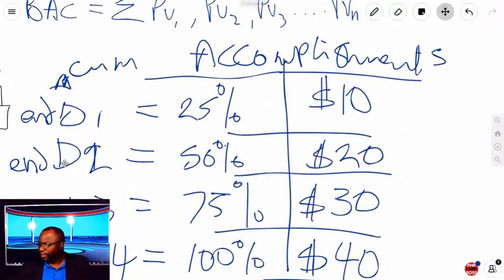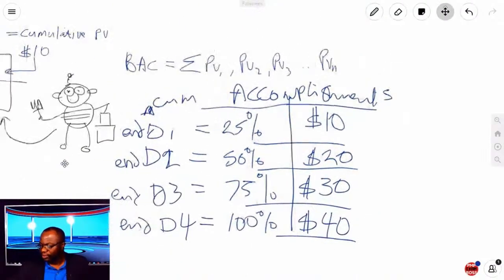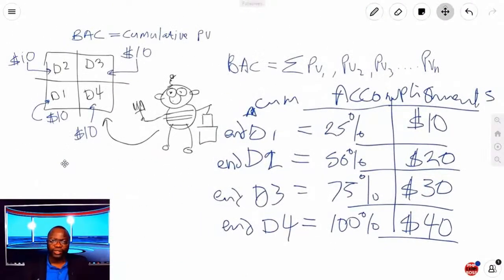Whenever you look at earned value problems, folks, you want to break it down into what do I need to have accomplished, or what should this person have accomplished at each time period. On the exam, you could get questions that break down the budget at completion into tiny chunks.